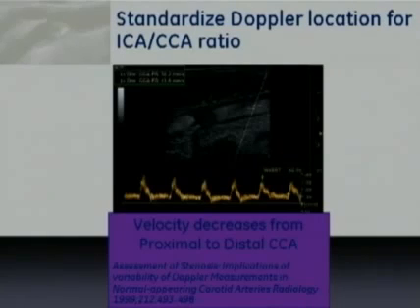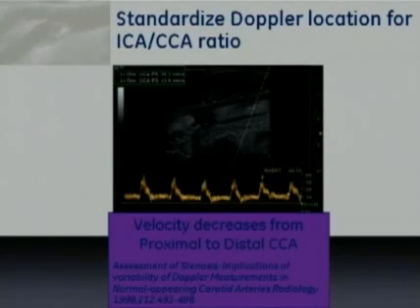There's a study that was published in Radiology way back in 1999, and they found that the velocity within the common carotid artery is not uniform throughout its length. It's higher in the proximal segment and it's lower in the distal segment. So you can see that if you use different locations within the common carotid artery to obtain the sampling that's applied to the ratio, you will get different results.